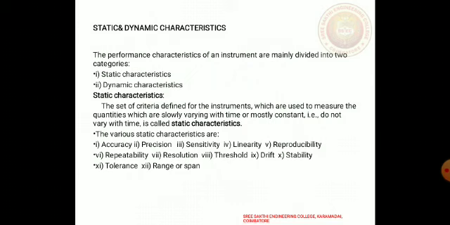Next we discuss static and dynamic characteristics. The performance characteristics of an instrument are mainly divided into two categories: static characteristics and dynamic characteristics. Static characteristics are the set of criteria defined for instruments used to measure quantities which vary slowly with time or are mostly constant, that is, do not vary with time. It is called static characteristics.